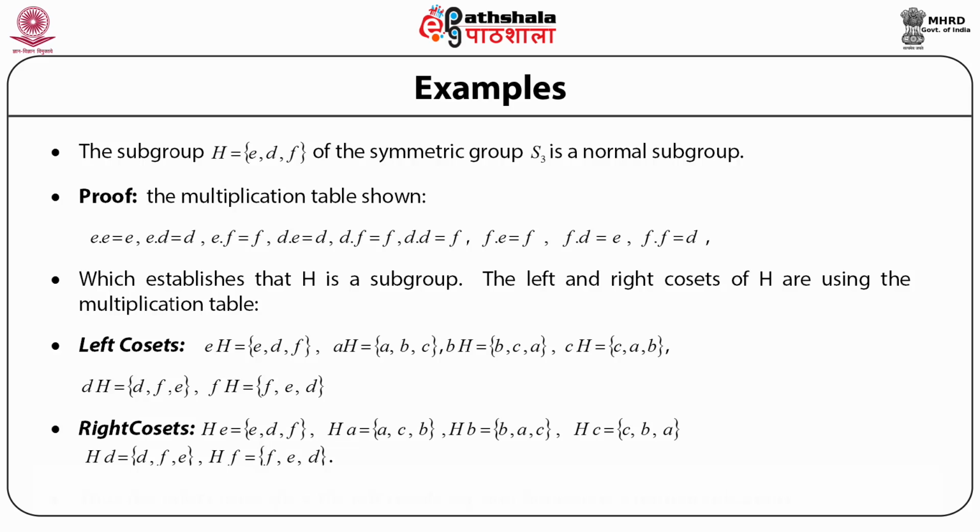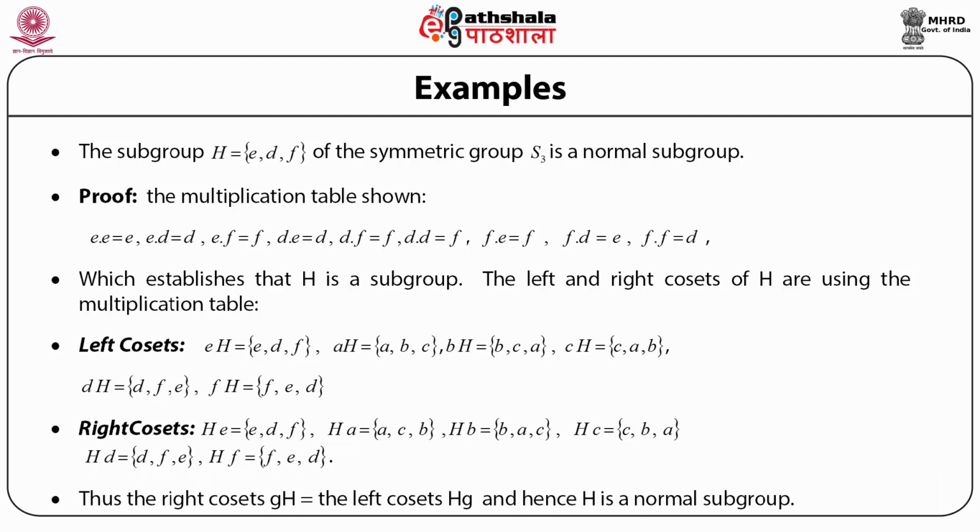HE is equal to EDF, HA is equal to ACB, HB is equal to BAC, HC is equal to CBA, HD is equal to DFE, HF is equal to FED. Now we can easily see that the left coset GH is equal to the right coset HG, hence H is a normal subgroup.